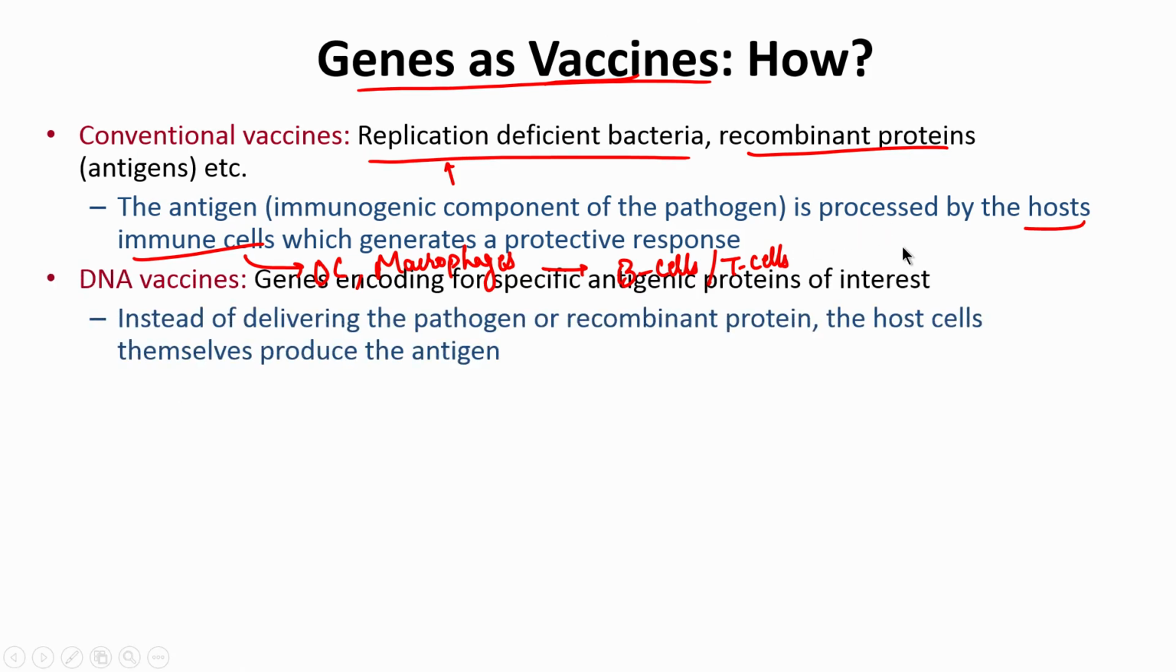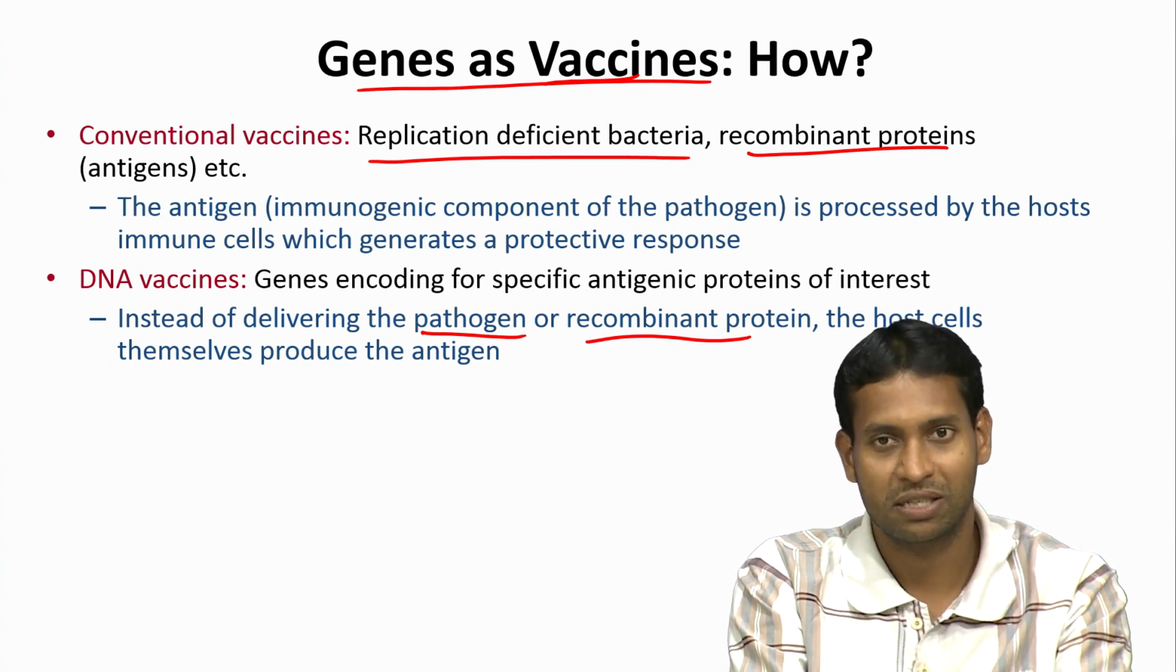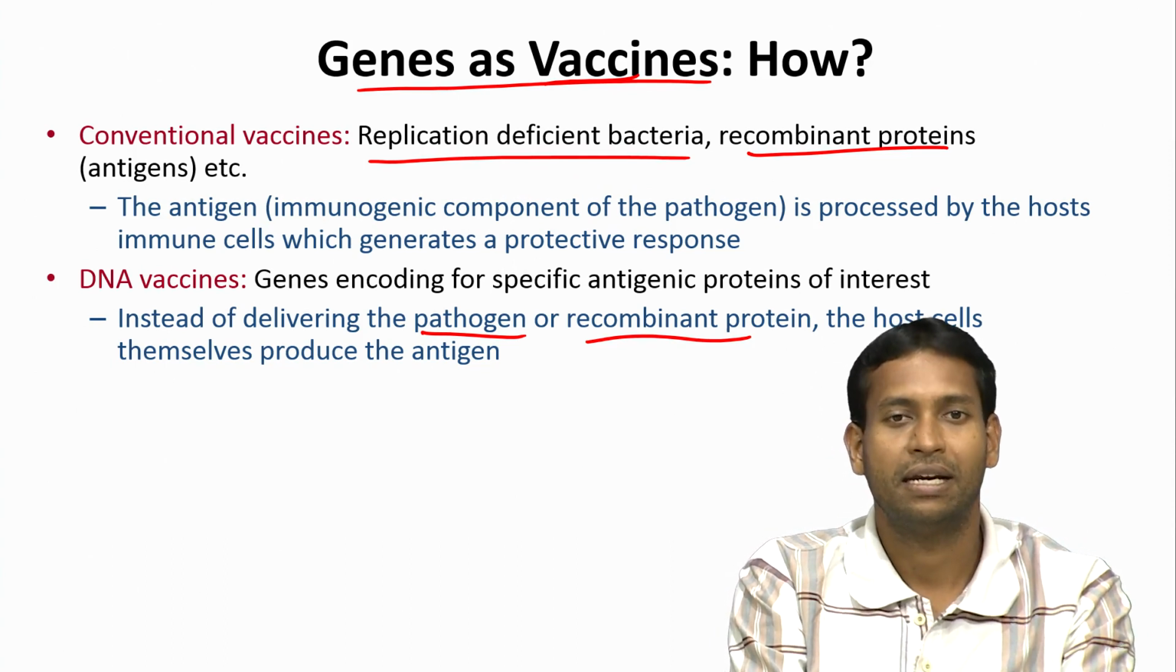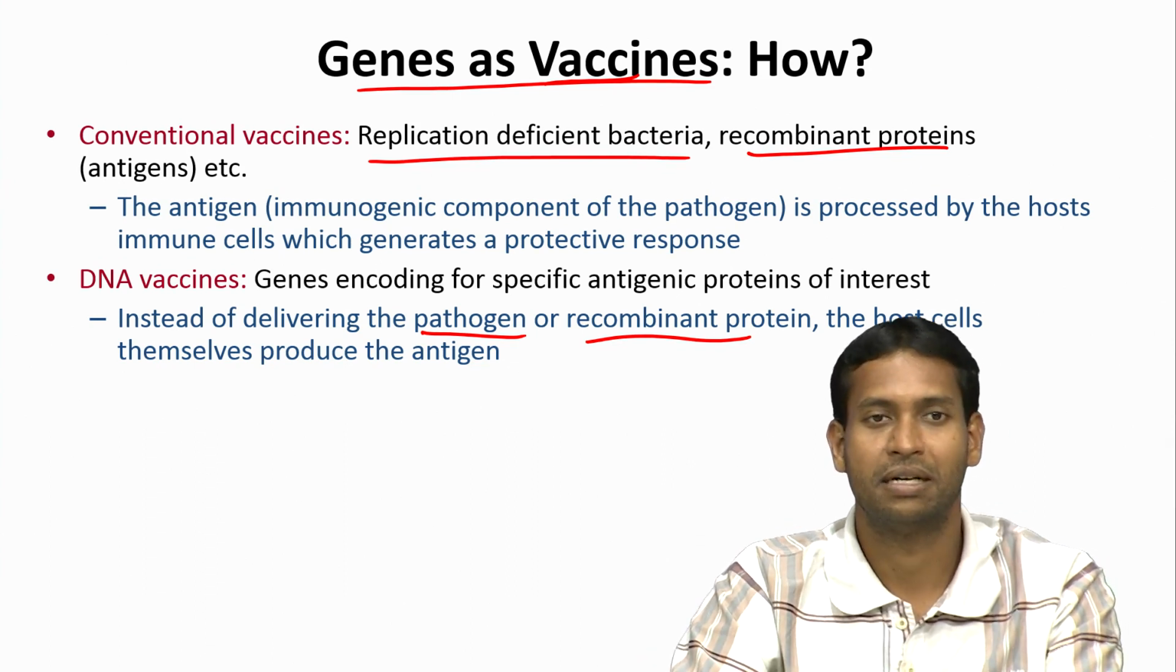Now, when we talk about DNA vaccines or genes as vaccines, we are saying that instead of delivering the whole bacteria or the recombinant protein, why do we not deliver a gene or DNA that codes for the antigen that you want? So, now instead of delivering the whole pathogen or a recombinant protein, the host will themselves produce this antigen, and this antigen will stay there for quite a while, because as long as the host cell is there, it is going to continue to produce it, and you do not have to deliver the antigen externally or multiple times.